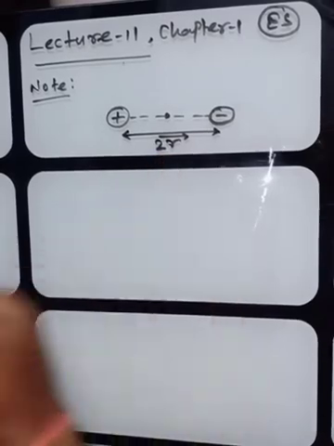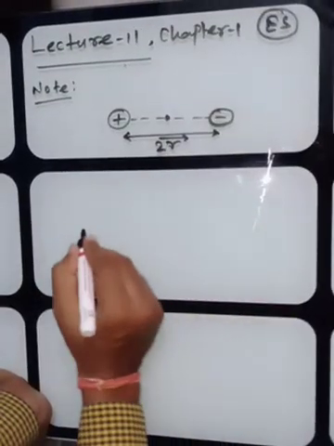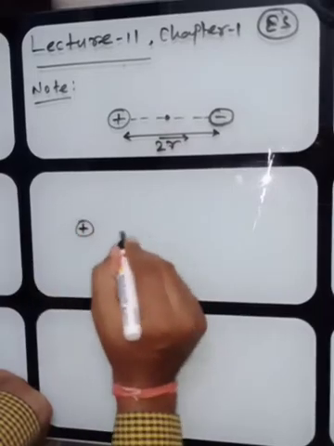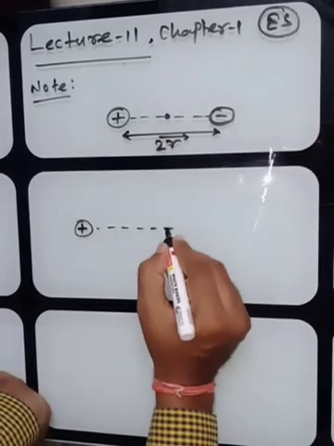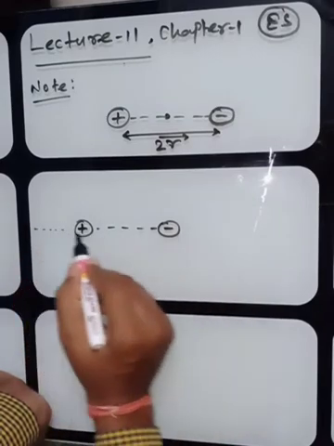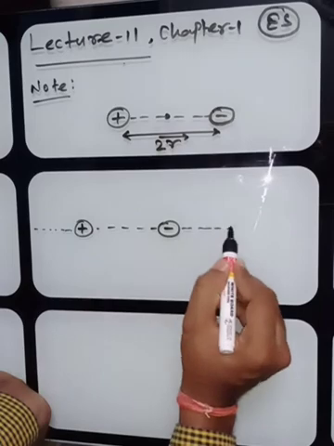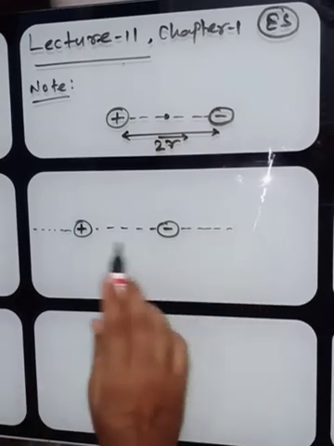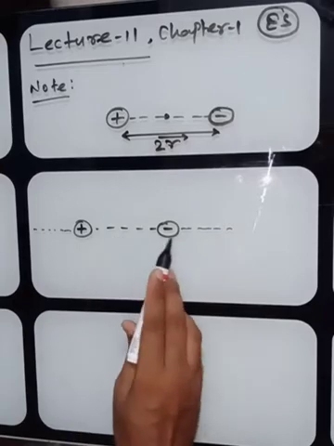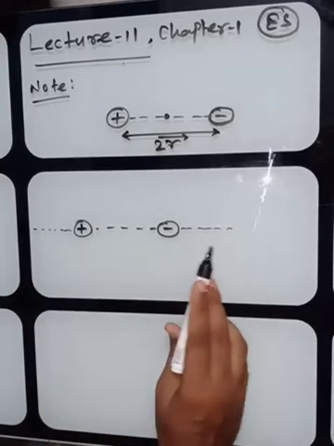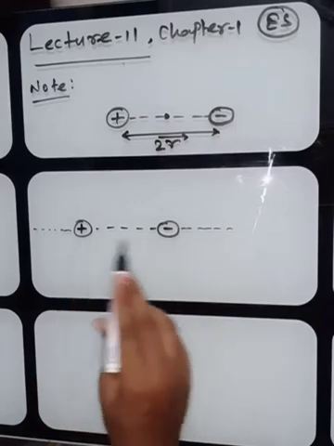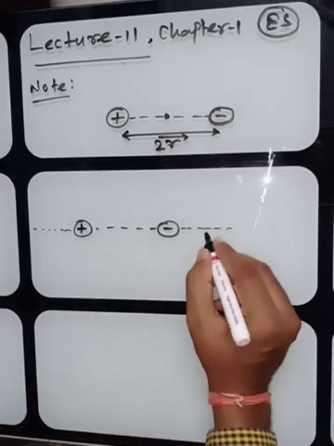Now, the two charges we have in place as a dipole: this is plus and this is minus. This axis, the line joining the centers of the two charges of this dipole, is called the axial line.